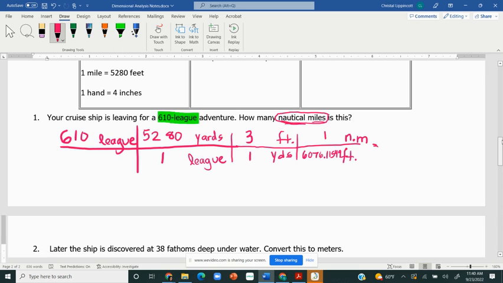All right. How did we solve these yesterday? What did we do? We made sure that everything canceled out and that we were finally to the units that we wanted to be. And then what do we do? Not add, multiply. Right. So we're going to take 610 times 5280 times 3.